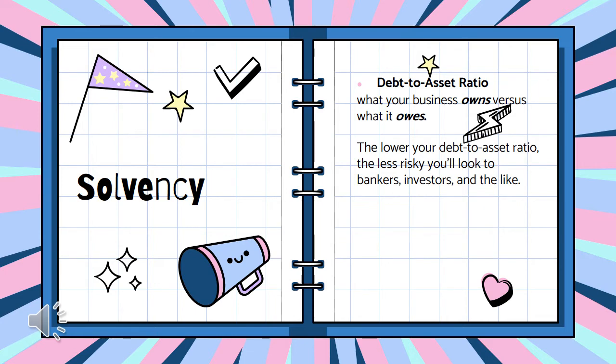The higher your debt to asset ratio, the less risky you look to bankers, investors, and the like. After all, if your assets are substantial compared with your liabilities, in a worst case scenario, you can sell some assets to cover those liabilities. Also, good debt ratios will vary from industry to industry. The specific circumstances of your company can also affect what would be a good debt to asset ratio.